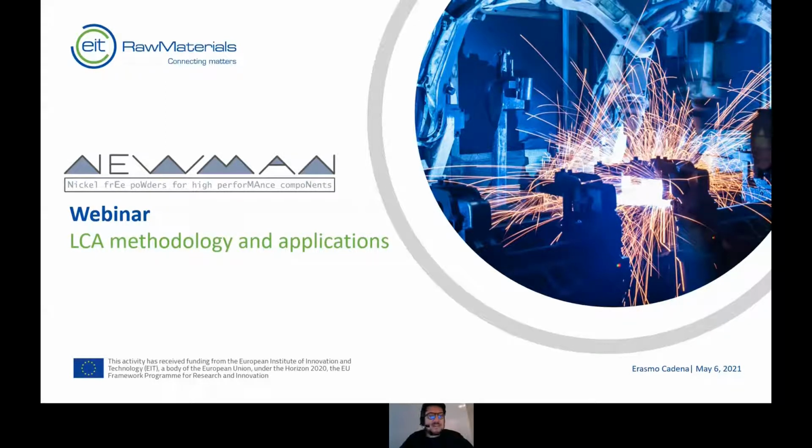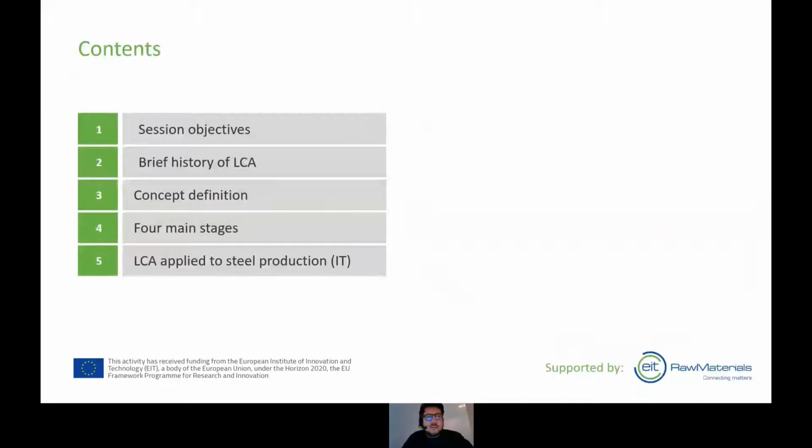I hope you are still with me in this last session, which is related to the lifecycle assessment methodology and some applications. So the contents in which I divide this session are 5 main blocks. I will start with some objectives, what kind of knowledge we get at the end of the session. And then we submerge into the LCA methodology itself.